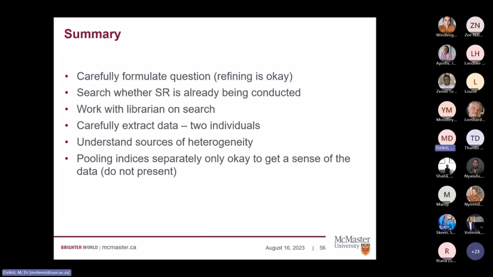So in summary, I think one should be careful when formulating a question. These questions should be very explicit and detailed. Search whether there is already an SR that has been conducted. I highly recommend working with a librarian on doing the search. Extracting the data should be explicit and be done by two individuals in duplicate. Understand the sources of heterogeneity from the study designs that are included. As I mentioned, pooling indices separately is only okay if you want to get a sense of the data. I would recommend not presenting this in a report.